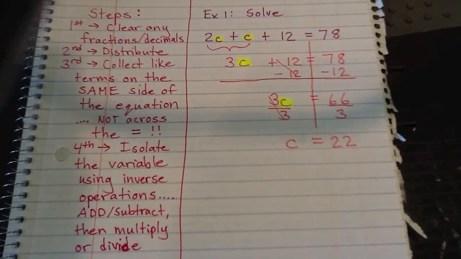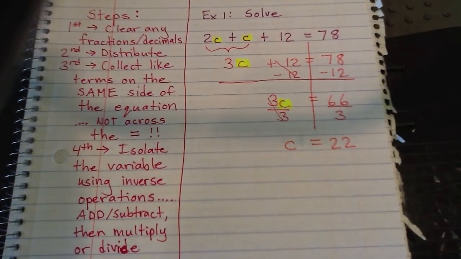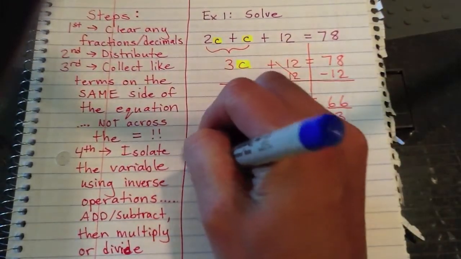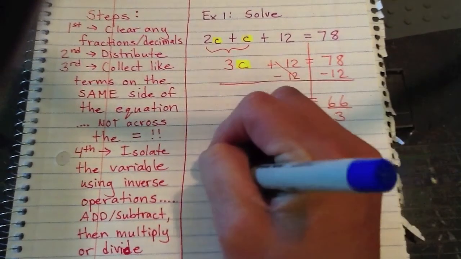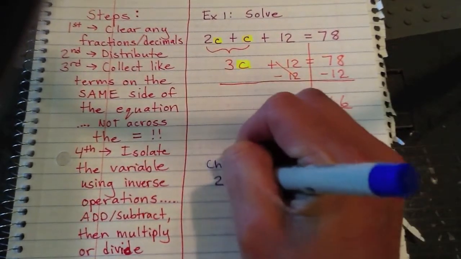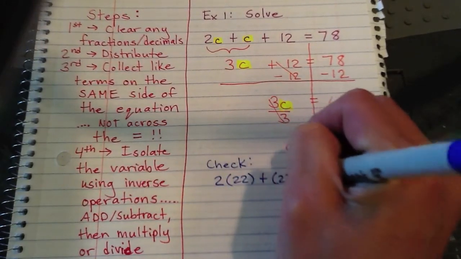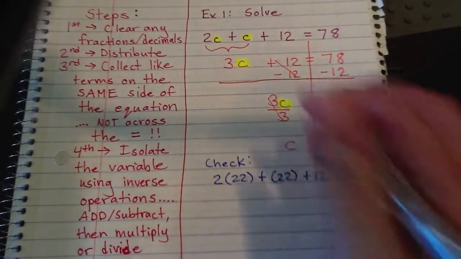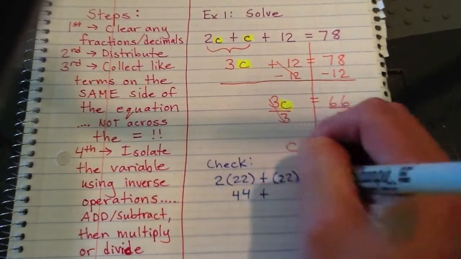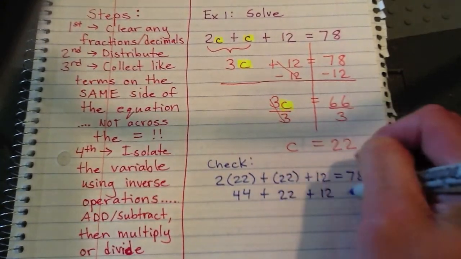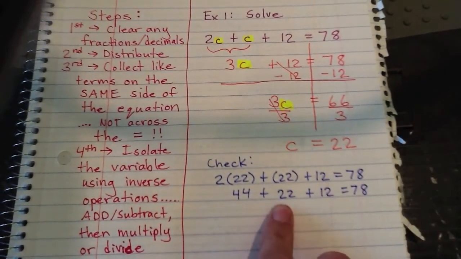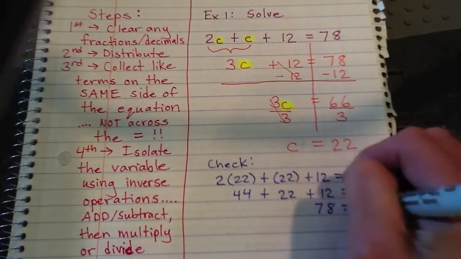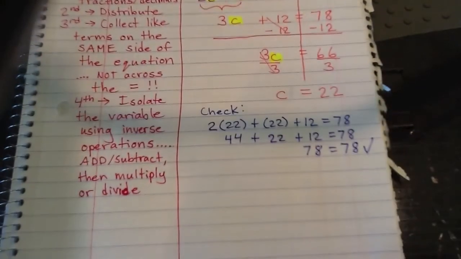And then in order to check that, now I'm going to plug 22 in every time I see a c and evaluate the original equation. So when I go to check, 2 times 22 plus 22 plus 12 equals 78. 2 times 22 is 44, plus 22 plus 12. 44 plus 22 is 66. 66 plus 12 is 78. So I did that correctly.